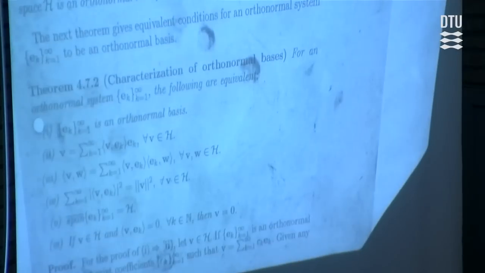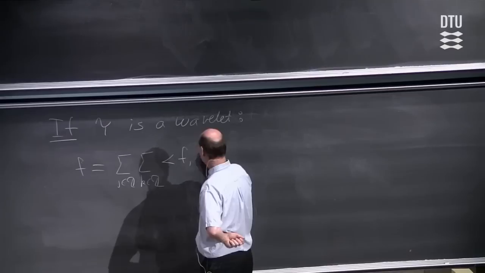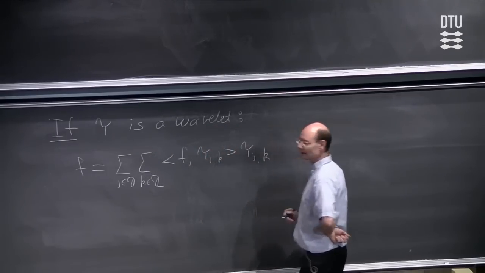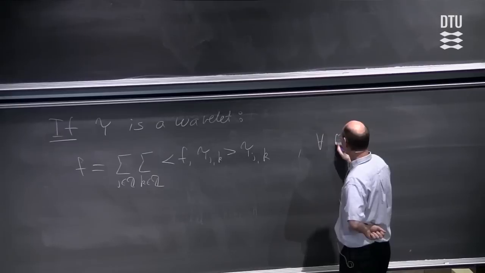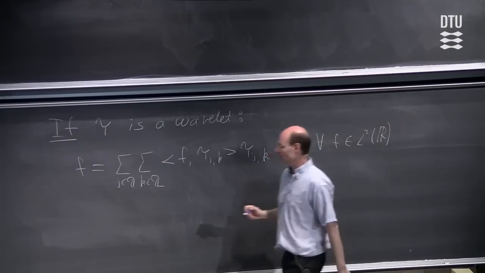So if you have a wavelet, then all f in L2 can be written as a sum. You see here, as index set, we had k running from 1 to infinity. Now it is a little bit more complicated because we have two indices, we have j and k. So what happens is that we get a sum over j in Z, and we get a sum over k in Z, and then we get the inner product between f and psi j k, times psi j k. So this happens for all f in L2 of R.